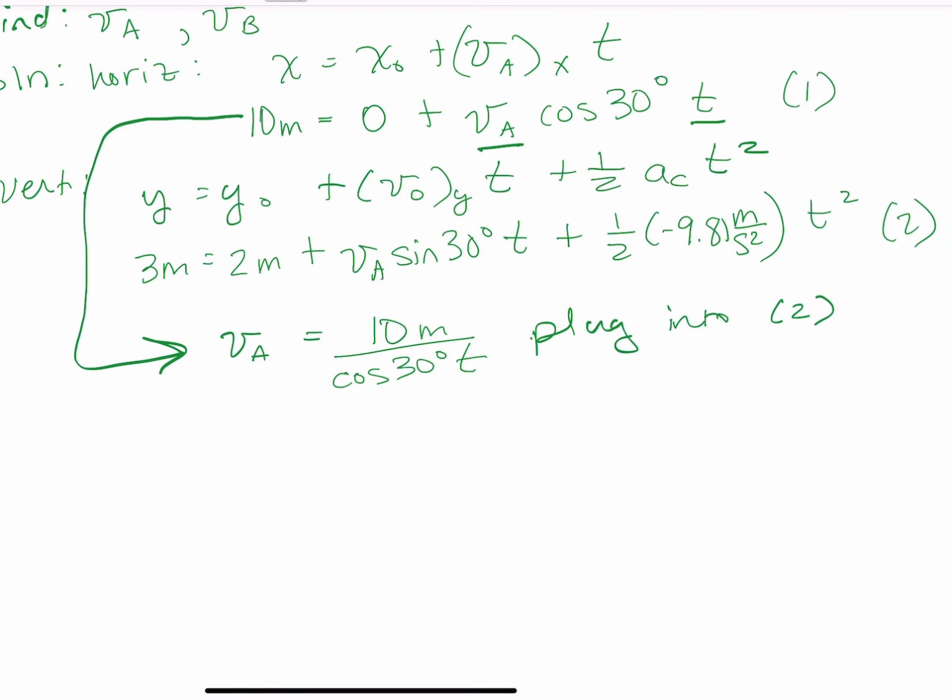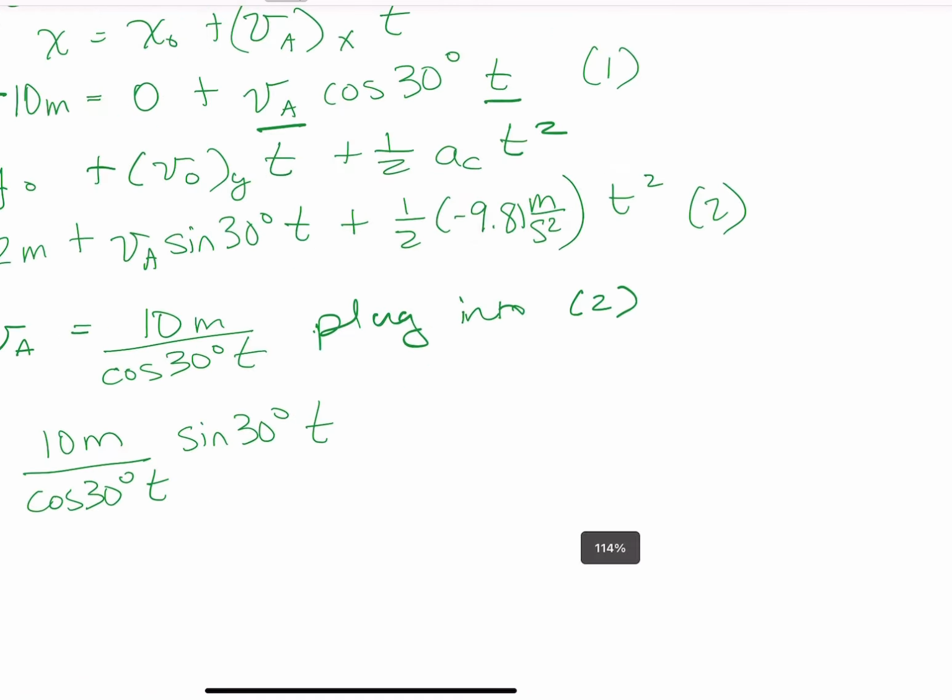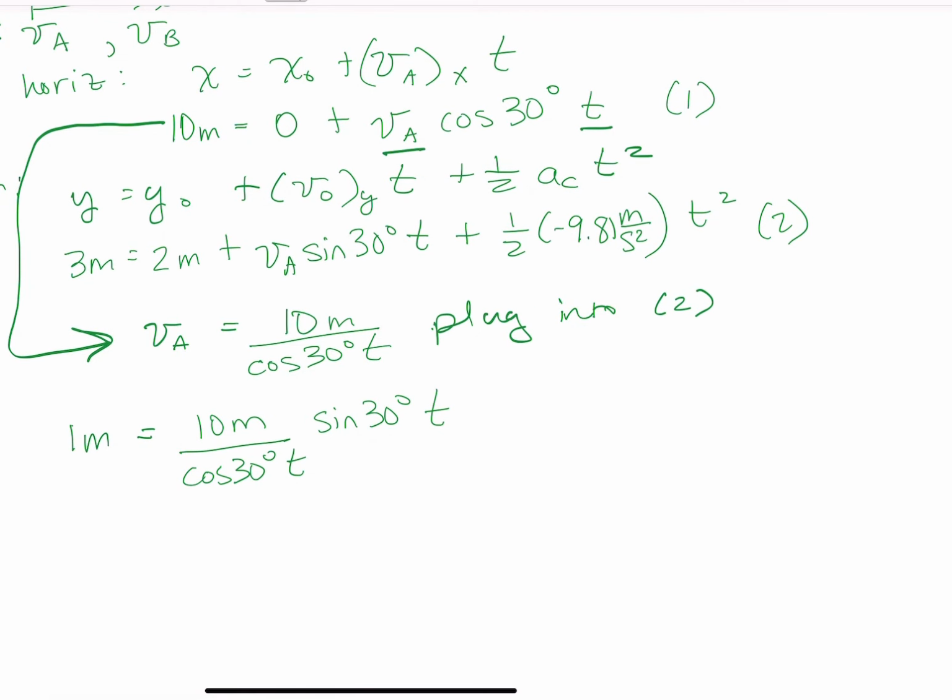So now we get, let's see, I'm going to reduce this a little bit. The 3 meters minus 2 meters is just 1 meter on the left, equals, and we're substituting this in for v sub A, 10 meters divided by cosine of 30 degrees times time. That's that v sub A times sine of 30 degrees times time, minus 1/2 of 9.81.